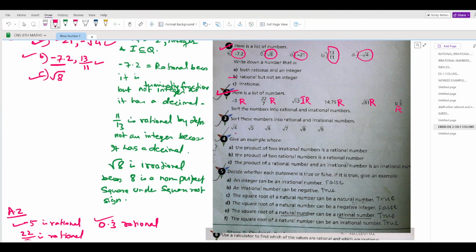So 1 is done, 2 is done. Now question number 3. Sort the numbers into rational and irrational numbers. Once again, you have to sort the numbers into rational and irrational numbers. This time the numbers are root 4, root 5, root 6, root 7, root 8, and root 9.